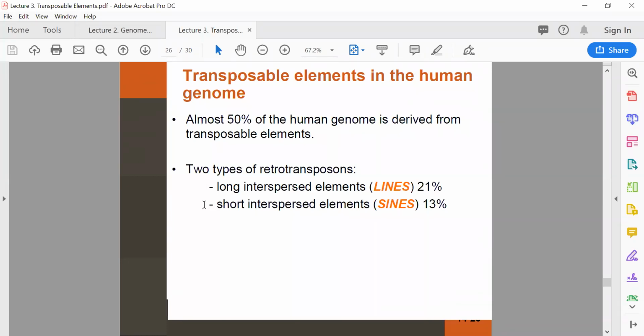Then we have these shorter interspersed elements called SINEs. These are only up to about 300 base pairs in length. It's been estimated that there's about 1.5 million SINEs in our genome, and they represent about 13% of the total genome. And these are non-autonomous elements, and possibly they're mobilised by the same enzymes that are encoded by and mobilise the LINEs.